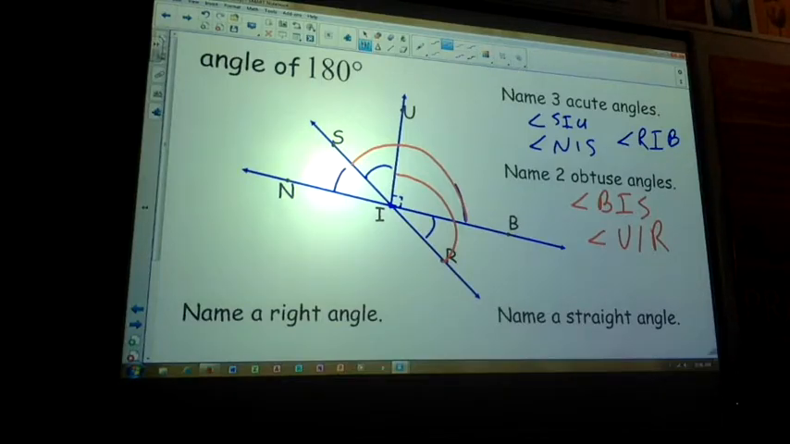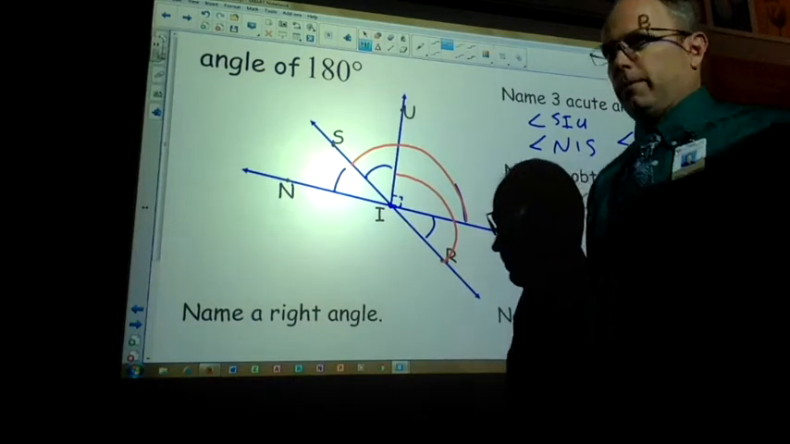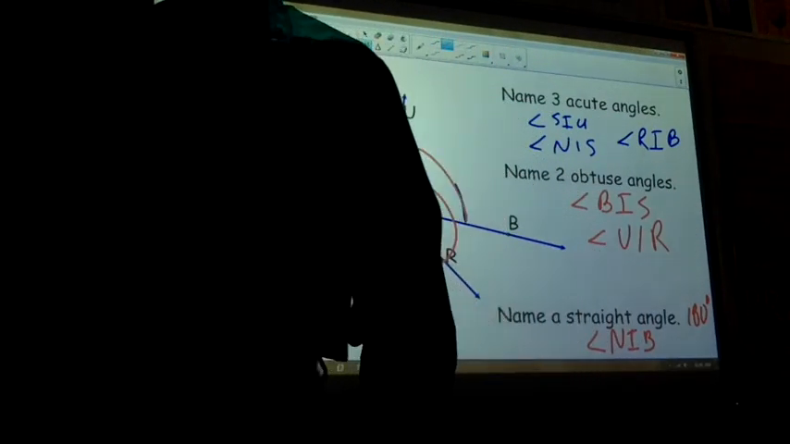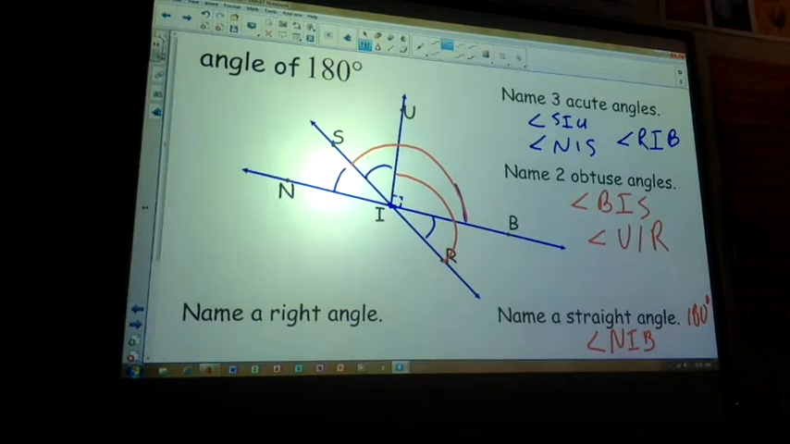Name three acute angles. What's acute? Less than 90. Less than 90. So could I say angle SIU? Is that okay to say that's less than 90? Angle NIS? Less than 90? What about that angle right there?